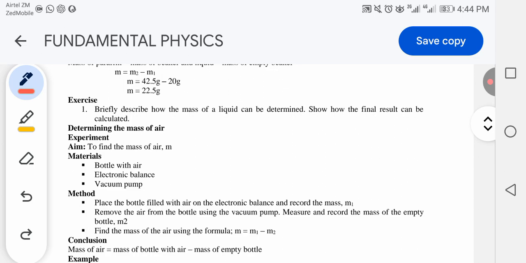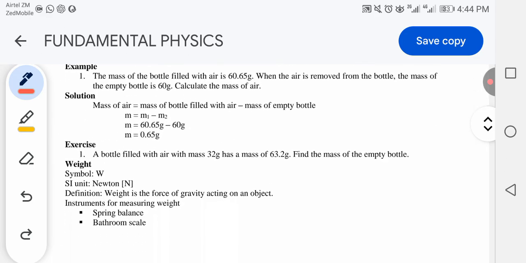There's also an experiment to determine the mass of air. It is straightforward; it's one and the same thing.